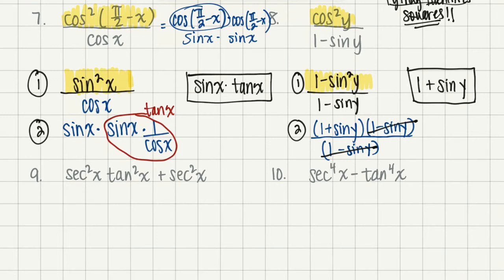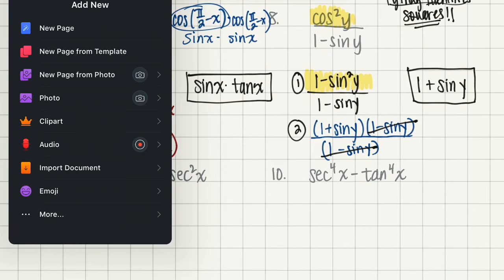There's another way to do this problem, and I am going to show you because I love this math. Cosine squared of y over 1 minus sine of y. Not just because I love it. I'm going to show you because this is kind of a handy little trick that you can use when you're proving identities, which we'll be doing.